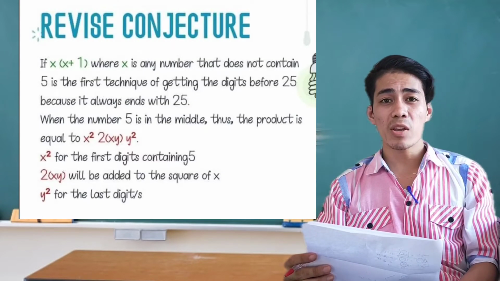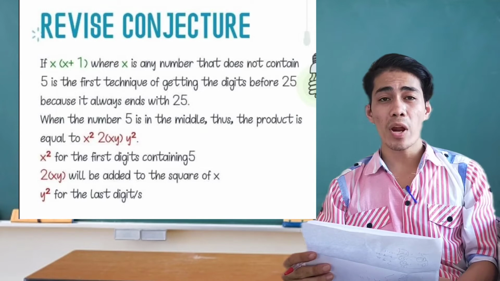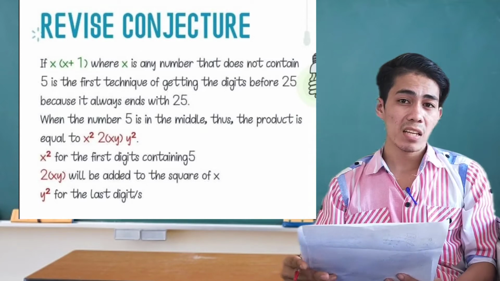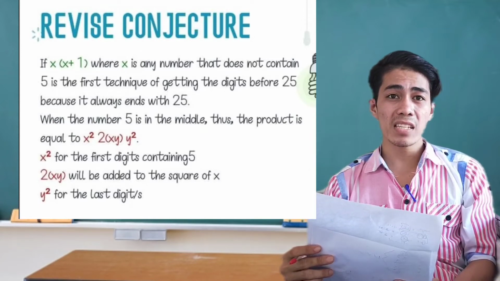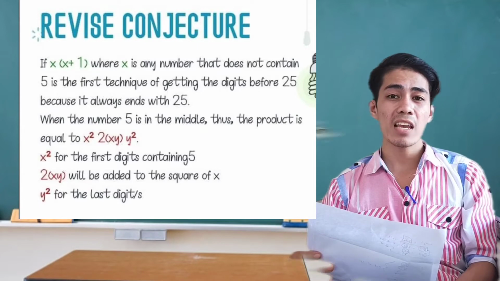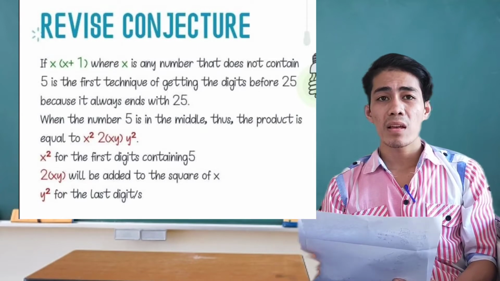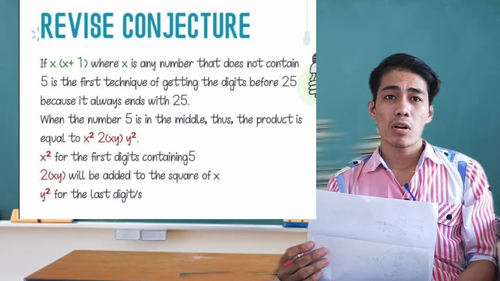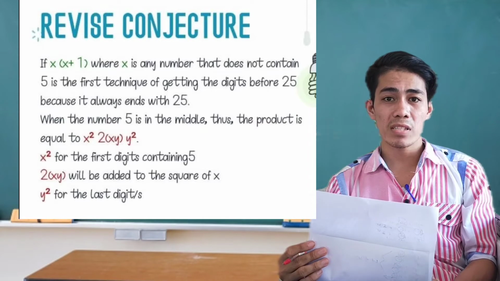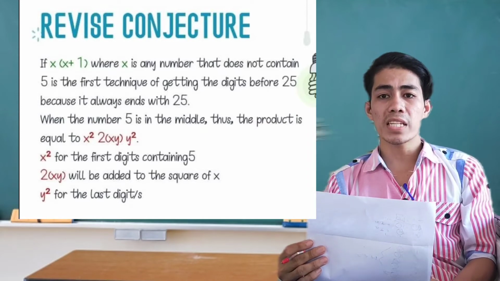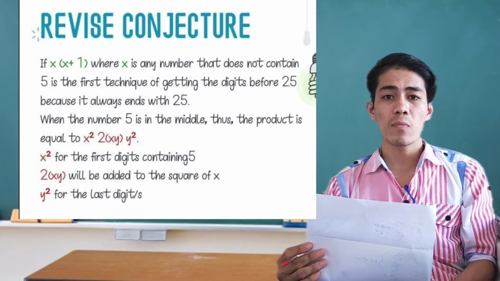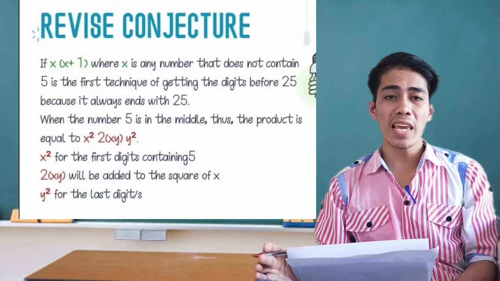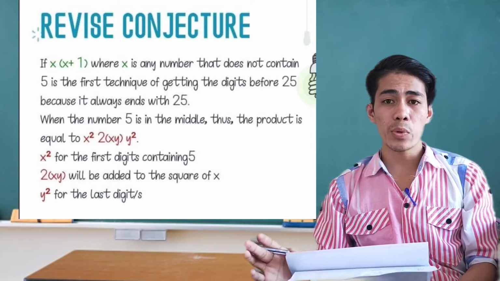For step number 6, we are going to revise our conjecture. With all the numbers ending with 5, the square of the number will end with 25, and the preceding digits will be the product of x times x plus 1. Okay? But it cannot be applied in the numbers wherein 5 is in the middle. Okay? So we are going to follow this simple step. So when the number 5 is in the middle, the product is equal to x squared. Then you have to put 2xy, and then you have to tack on y squared in the end.